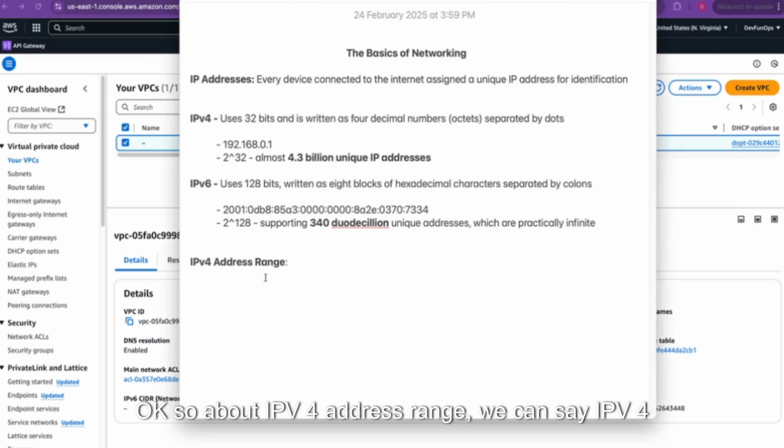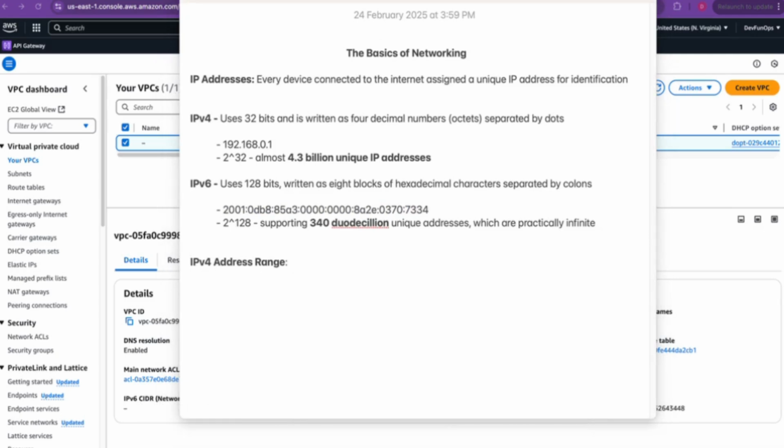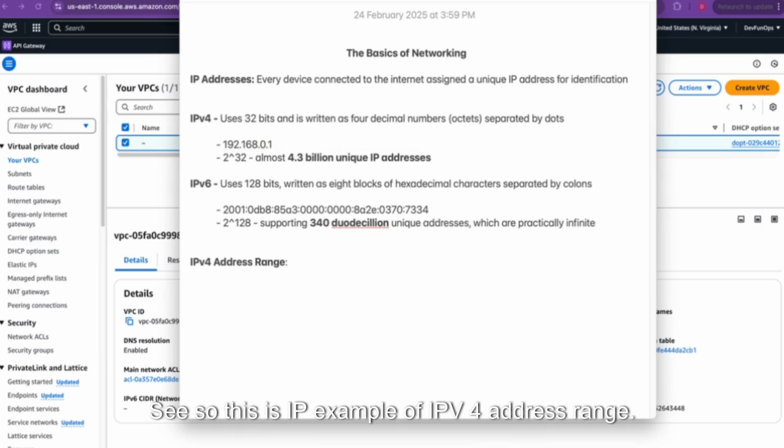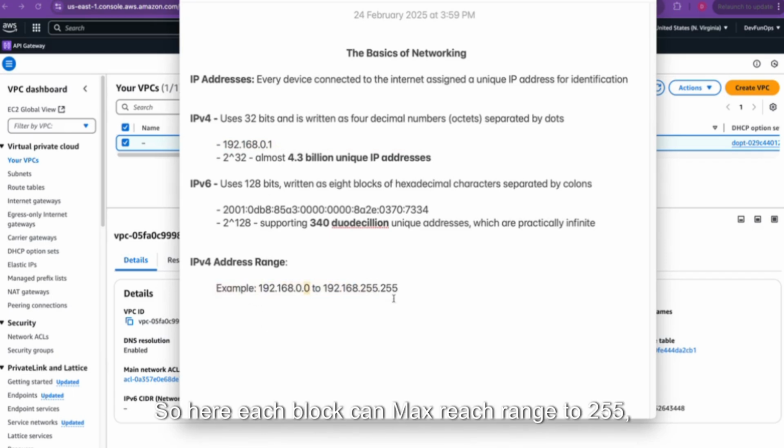About the IPv4 address range, an IPv4 address is divided into 4 blocks and each block ranges from 0 to 255. Let's see one example of an IPv4 address range. Here each block can max out at 255, from 0 to 255. Due to this limited number of available addresses, IPv4 is running out of unique IP addresses, which is why IPv6 was introduced.